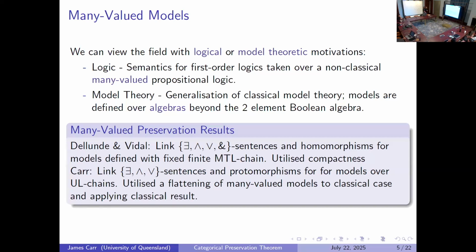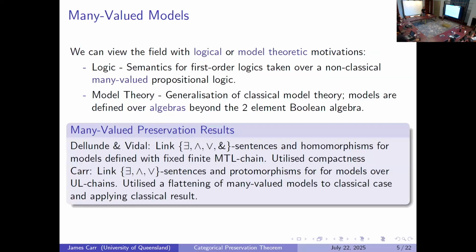Then a few years ago, I proved a preservation result that linked the smaller syntax fragment where we drop the strong conjunction. It's the same syntax fragment as the classical one. That was linked to what I called, at the time, protomorphisms for models defined over UL chains. That was proved basically by taking such many-valued models, turning them into classical models, and applying the classical homomorphism preservation result to pull it back.